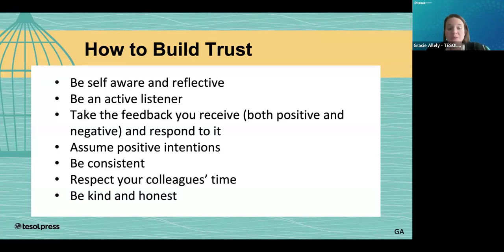The next is to be consistent and respecting your colleagues' time and being kind and honest. So these are some ways on how we can build trust to then build this rapport in these coaching relationships.